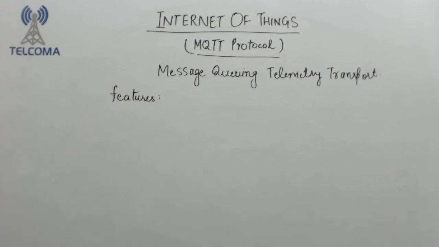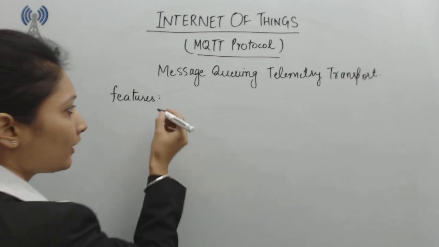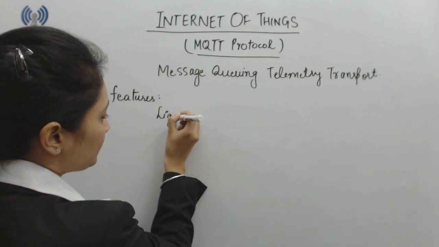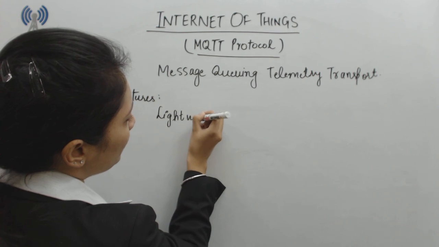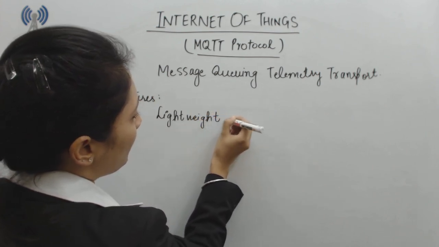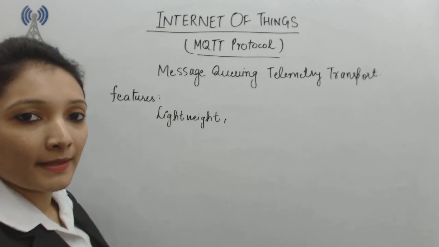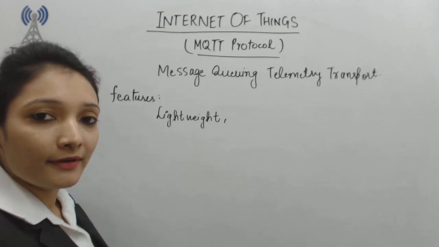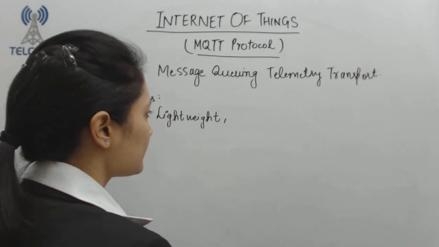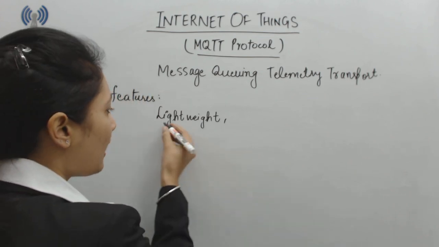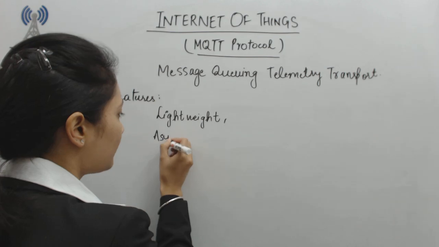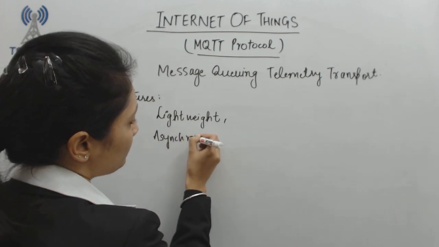First of all, it is lightweight. That means it is suitable for machine to machine or device to device communication, lightweight queuing, messaging, and the telemetry transportation of the sensed data. After that, it has an asynchronous communication model.